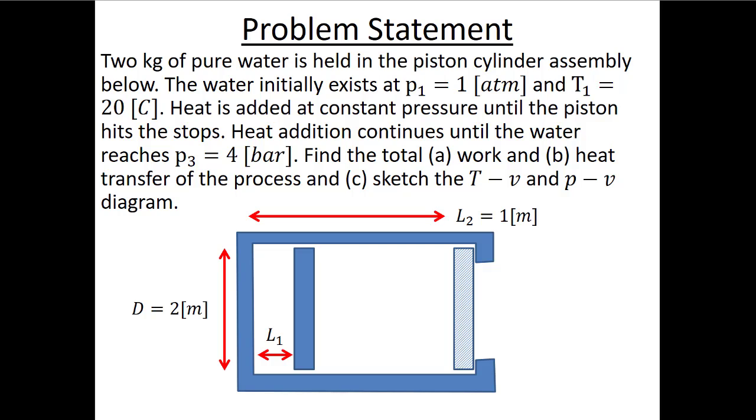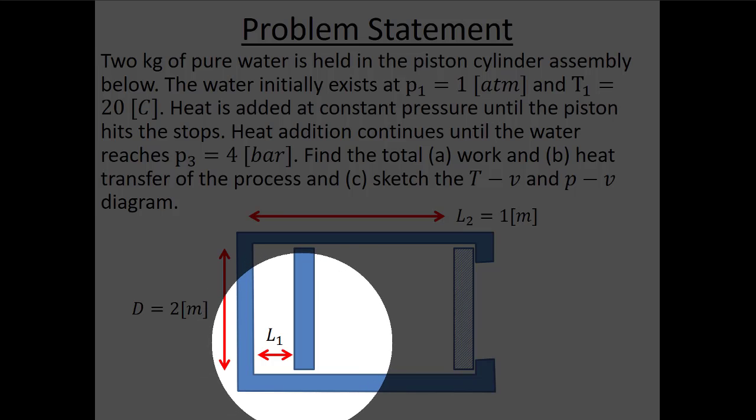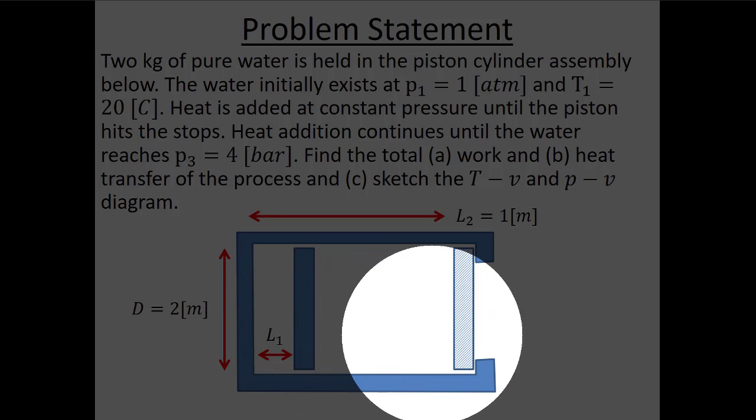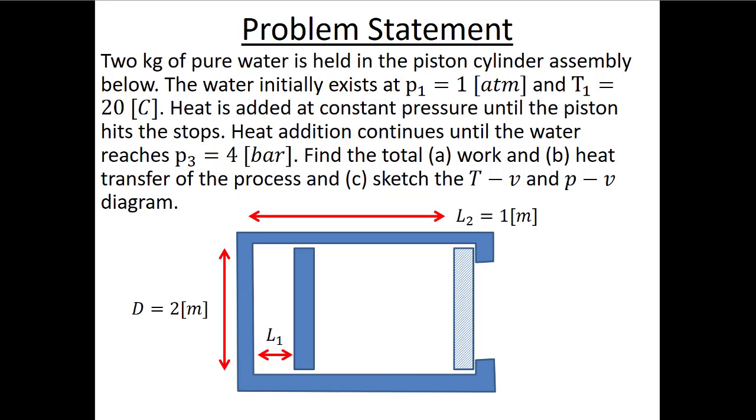So here we have 2 kilograms of pure water, held in a piston cylinder assembly like the one shown here. The water initially exists at 1 atmosphere and 20 degrees Celsius. It is heated at constant pressure until the piston hits the stops. So we have this original length here, and then after a certain amount of time, we expand, and then eventually we hit these stops over here. So that's when our first process ends.